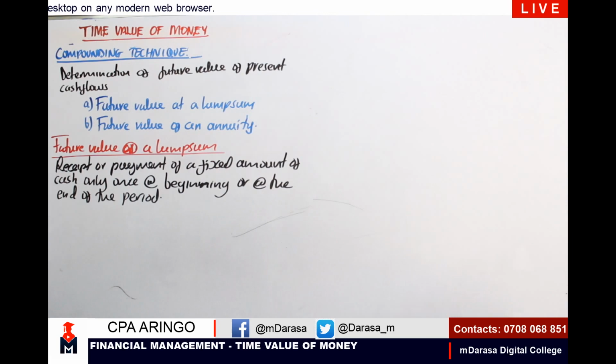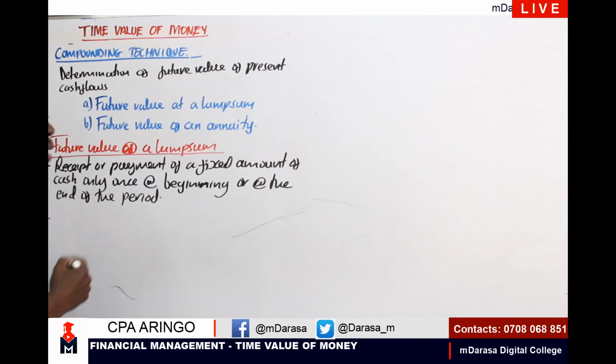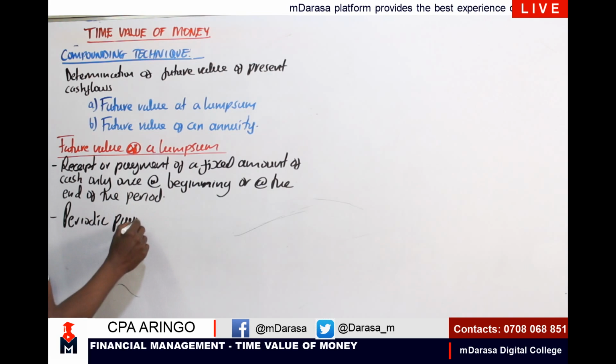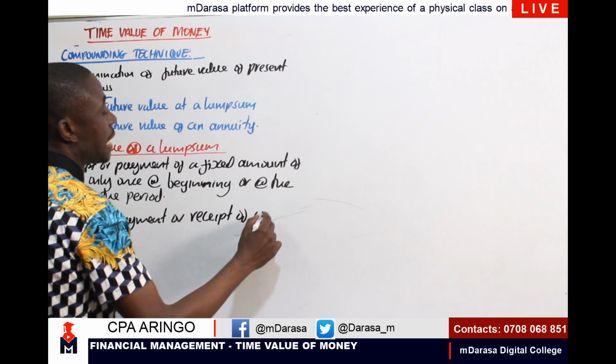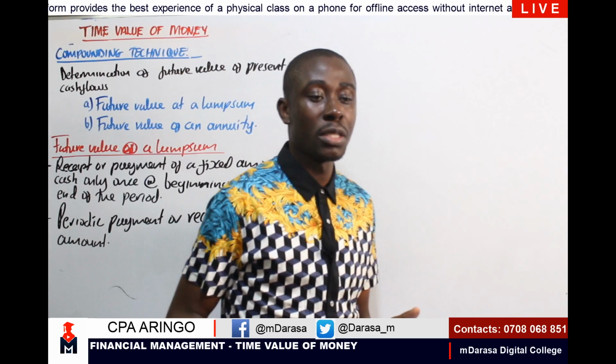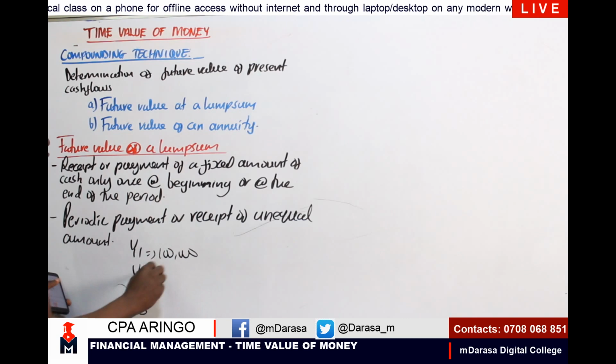Another key element I want us to understand, my good students, in terms of lump sum: lump sum can also be a periodic payment or receipt of an equal amount. That is to say, I'm receiving this amount at the beginning or at the end of the period, say year one, maybe I'm receiving 100,000. Year two, maybe 150,000. Year three, maybe 80,000.